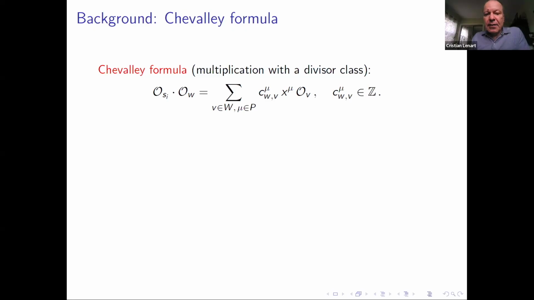Sometimes the Chevalley formula is a formula for multiplication with the class of a line bundle, but the two are basically the same. So here I will just consider multiplication with the divisor class. And there is a similar version for the opposite Schubert classes.